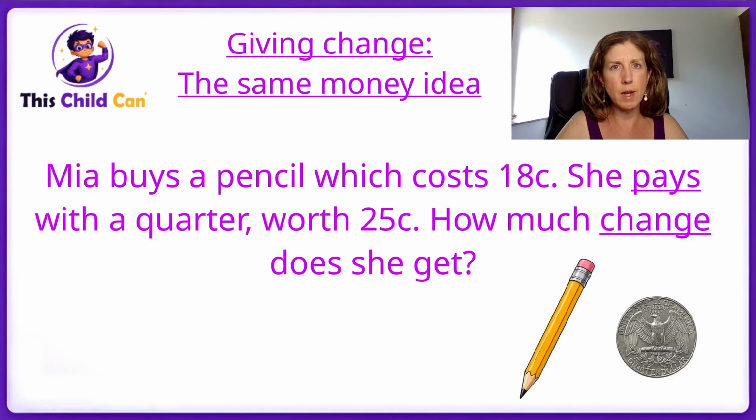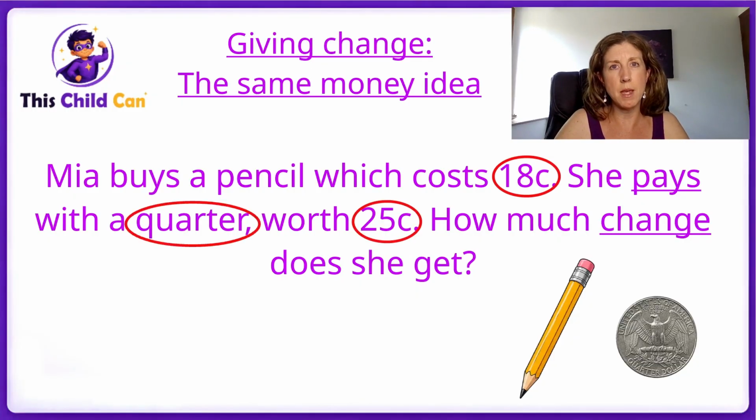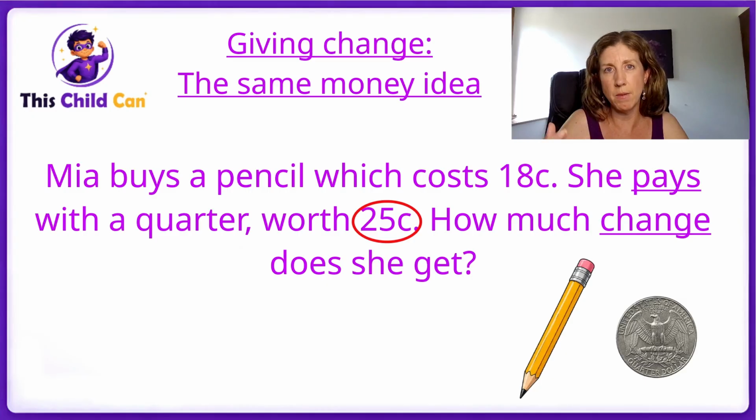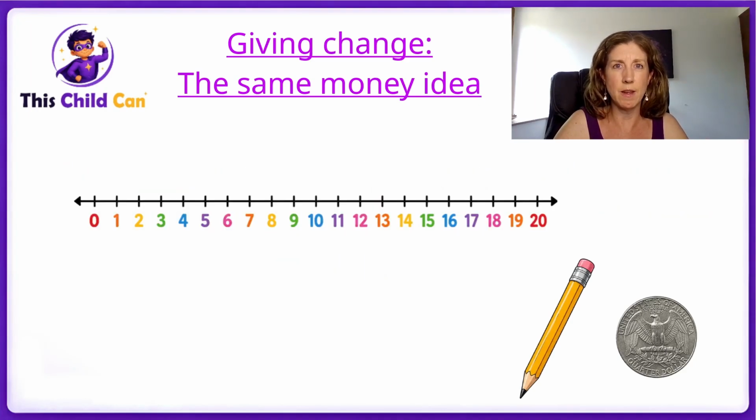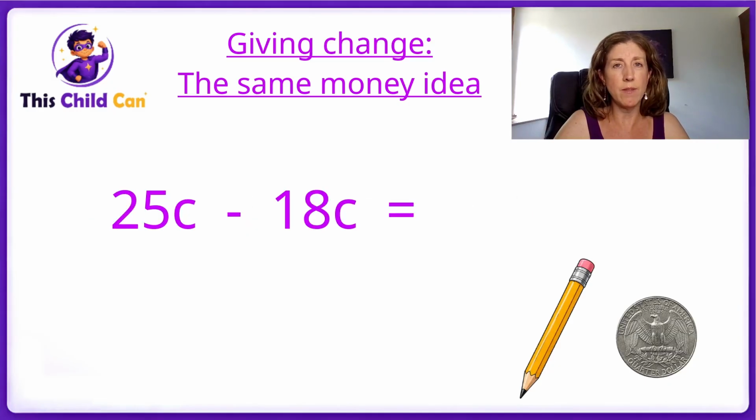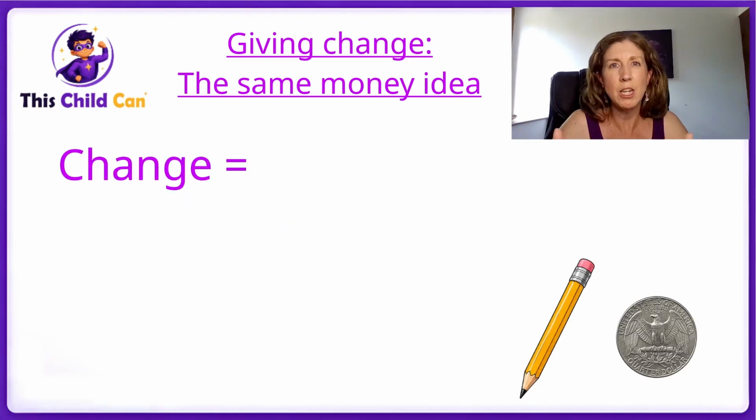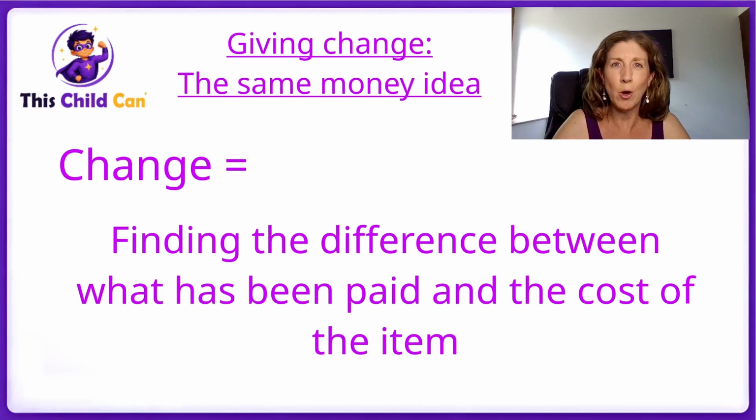So what's the money story going on here? Well, the pencil costs 18 cents. Mia pays with a quarter. The change is what she gets back because Mia has paid too much money. So what we are doing here is finding the difference between the amount that she has paid and the price of the pencil. We're going to use the same reliable subtraction on the number line method to find the answer. Our sum here is going to be 25 take away 18, and we know now that the answer is 7 cents. The most important thing to tell your child is that change is not a completely new style of maths. It's just about finding the difference between what's been paid and the cost of the item.